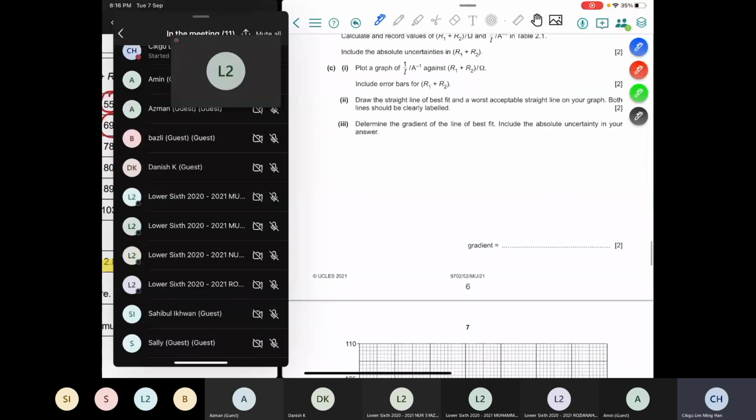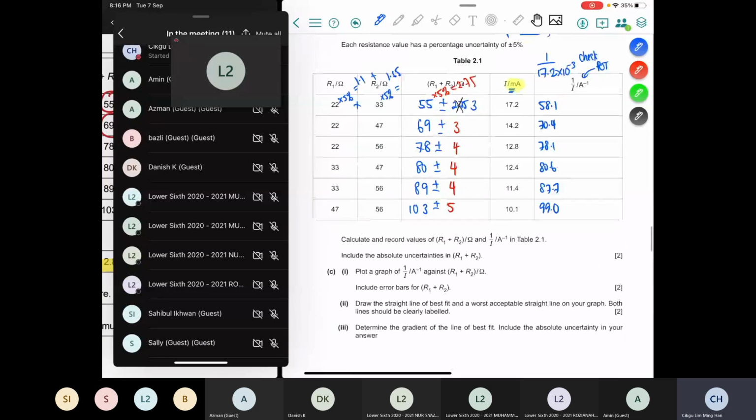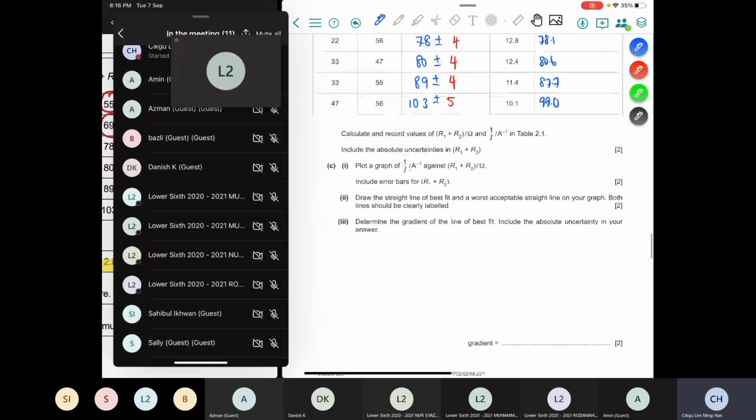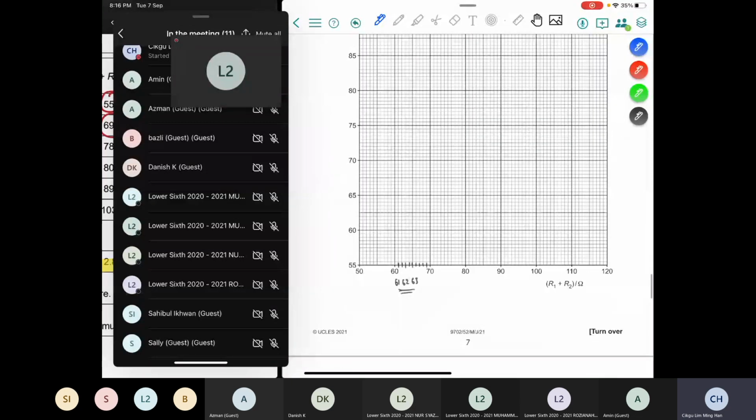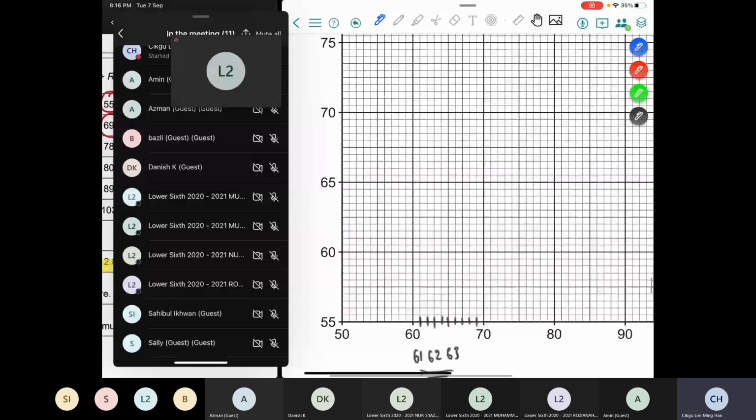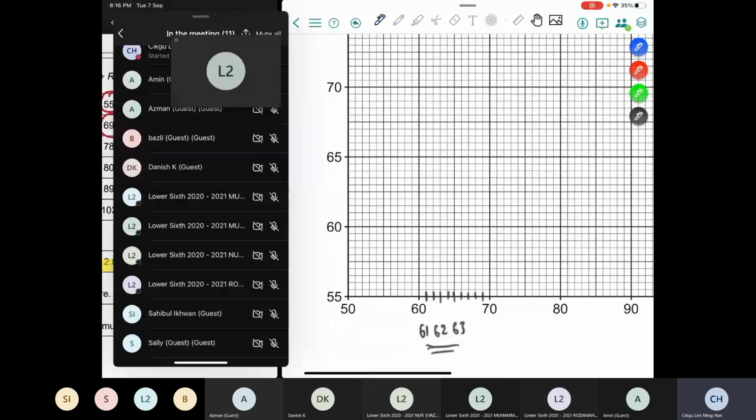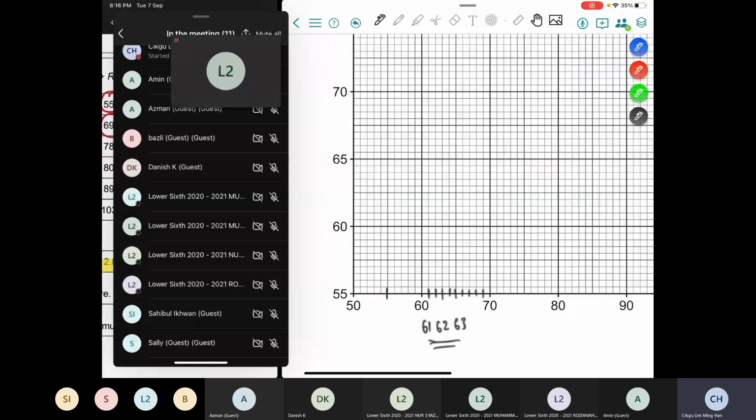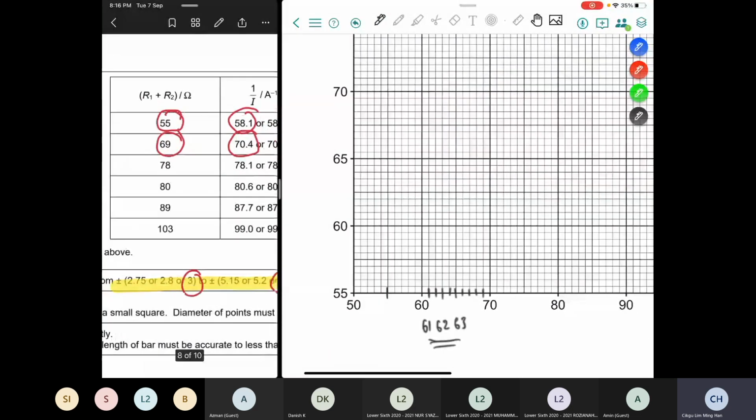Yeah. So now, just to show you how we plot lah. Basically, I show you how I plot. So we have 55, 69. Be careful of the graph, because your graph is a bit small here. So this one is 55, and then it will meet with 58.1.